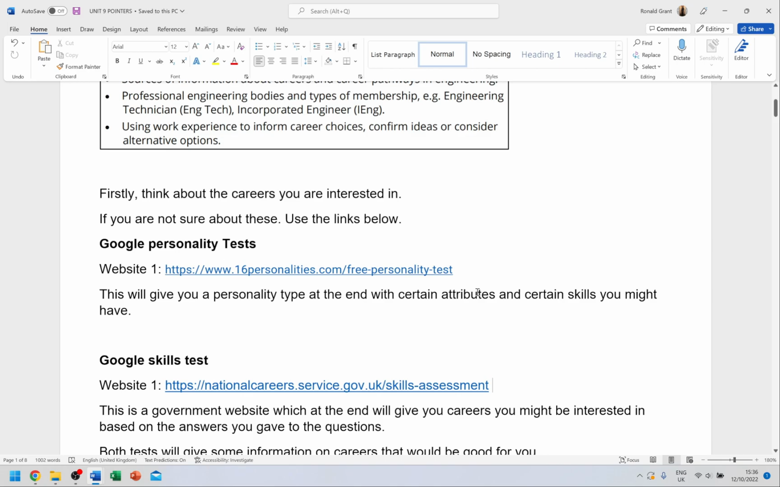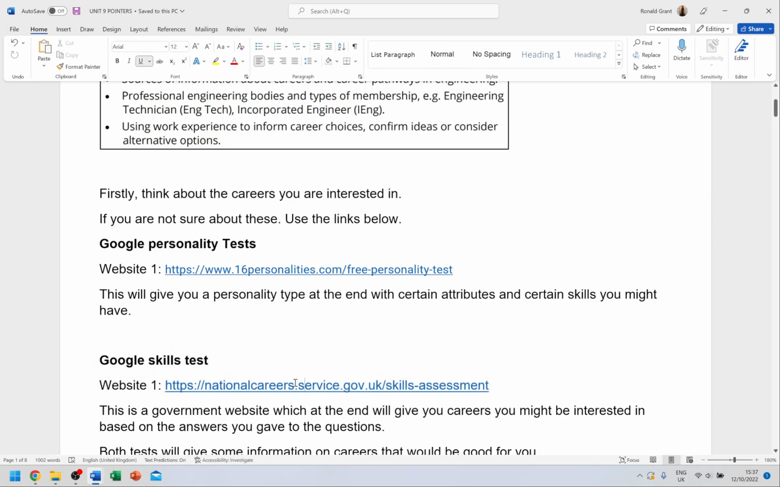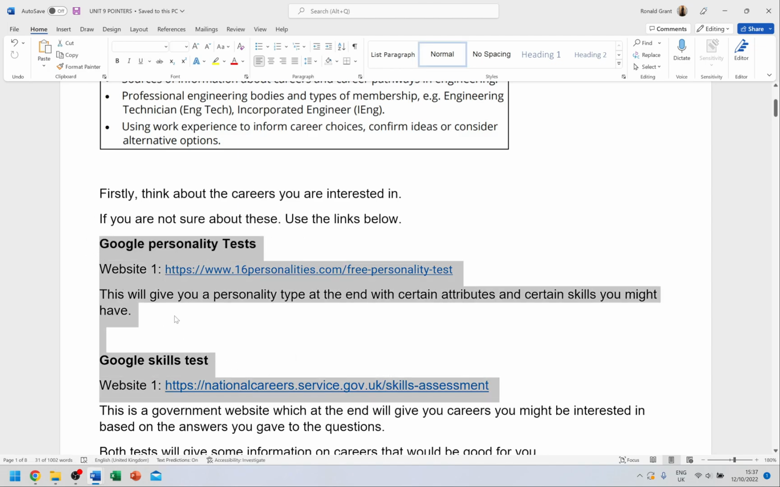Based on the answers you've given, it's going to give you an output. For both of these results, the output is going to have job roles suited to your personality in this case, and suited to your skill set or things you like doing in this case. Both are very good. I think this one is slightly better because it is from the UK government. So try to use both of them if you're not entirely sure what you want to do.